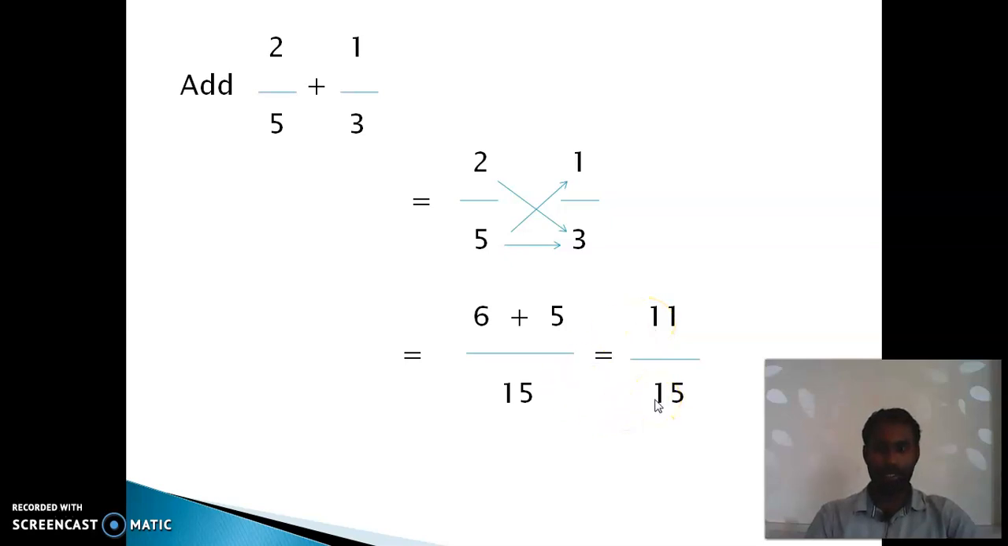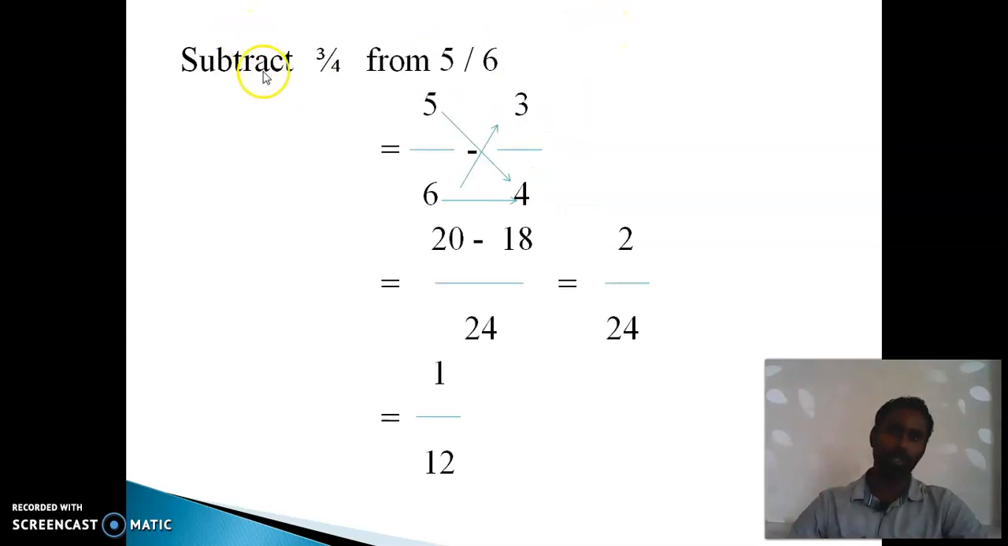Okay, can you understand? So by using that cross multiplication method, we can easily solve. Otherwise you can take the LCM, make the denominators the same, and then solve. That is your opinion, it's your choice, but this is the easy method. Okay, next problem, shall we go? Subtract 3 by 4 from 5 by 6.